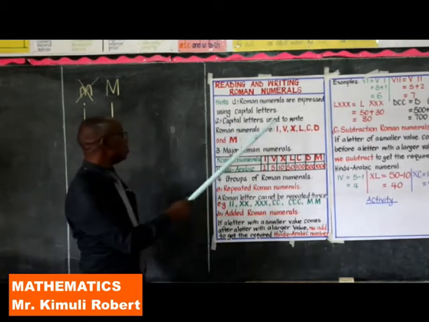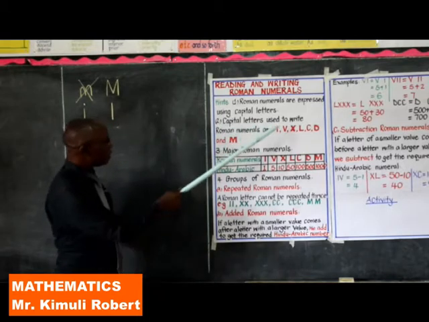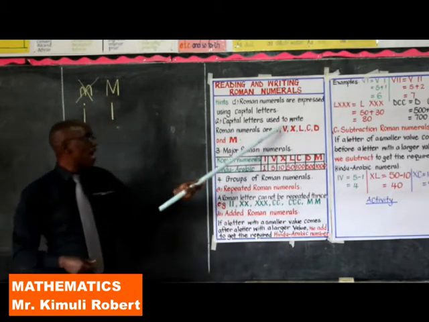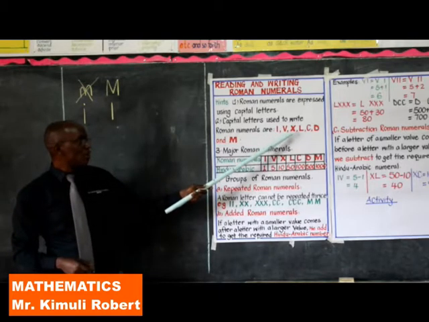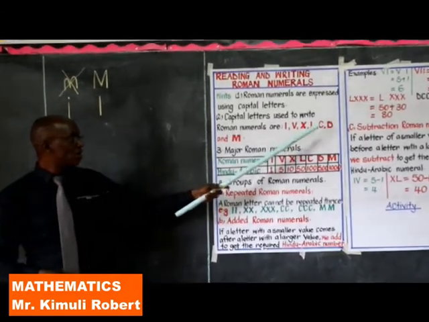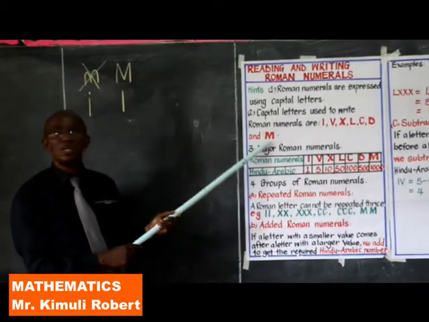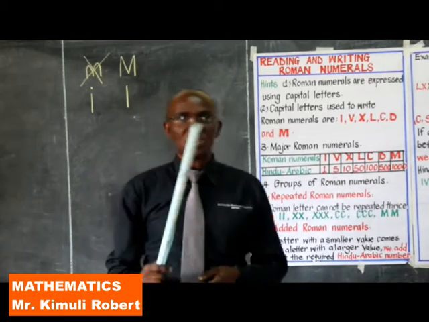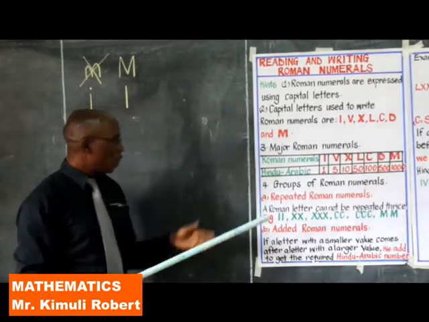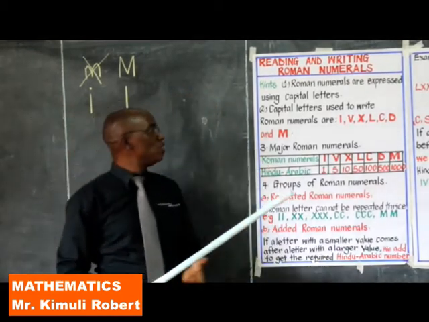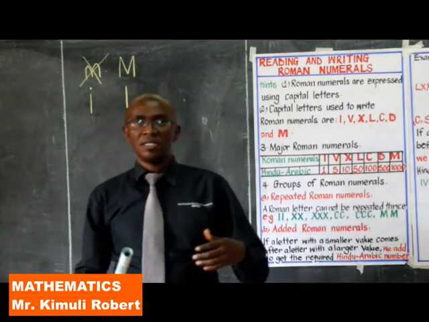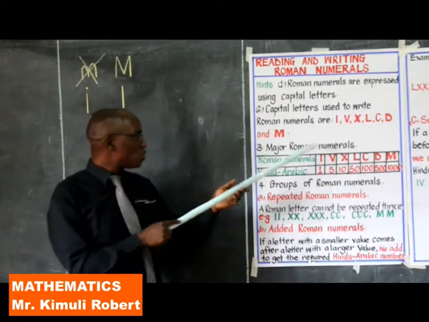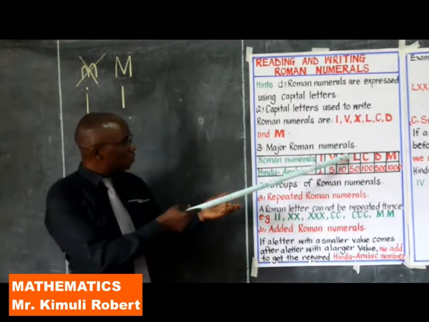So we have said Roman numerals are capital letters, and the capital letters used to write Roman numerals are the following: I, V, X, L, C, D, M. Those are the capital letters used to write Roman numerals. These Roman numerals are grouped. We have the major Roman numerals.